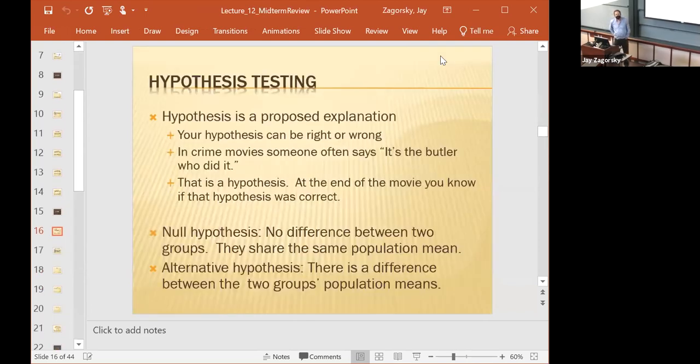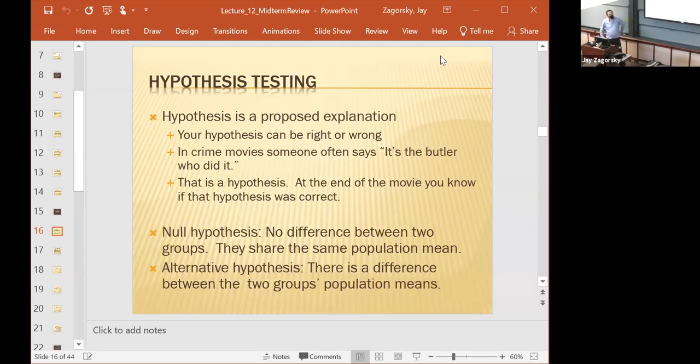Hypothesis testing. Hypothesis testing is make a guess and then try and figure out if your guess is right, in basically simple terms. So hypotheses are proposed explanations. Proposed explanations are fancy words for this is my hunch, this is my guess. Your hypothesis can be right, your hypothesis can be wrong.